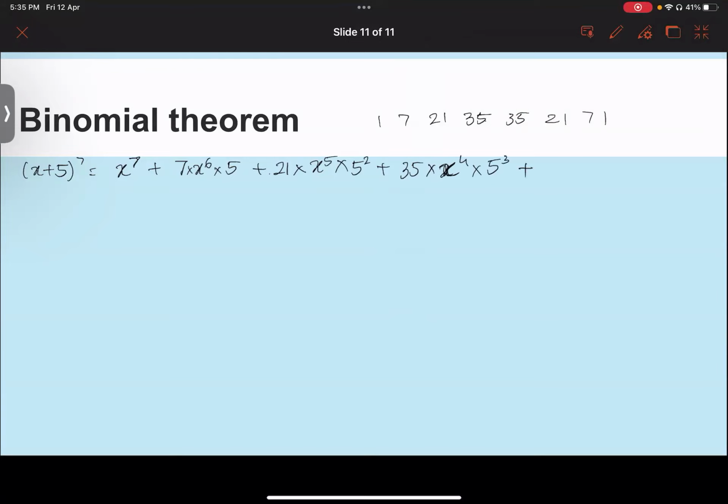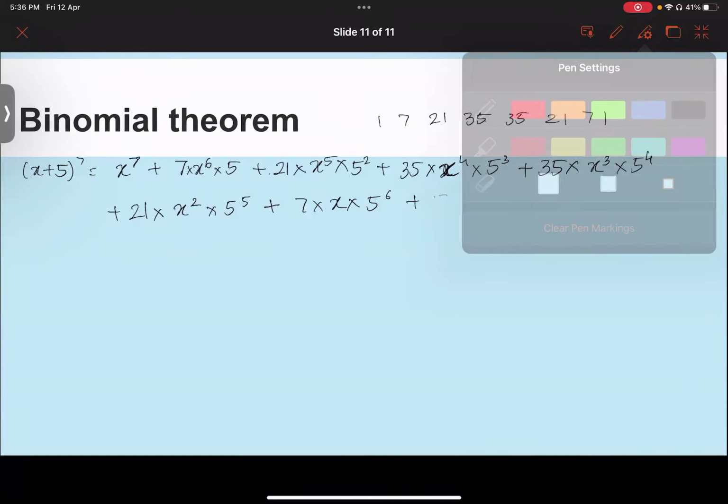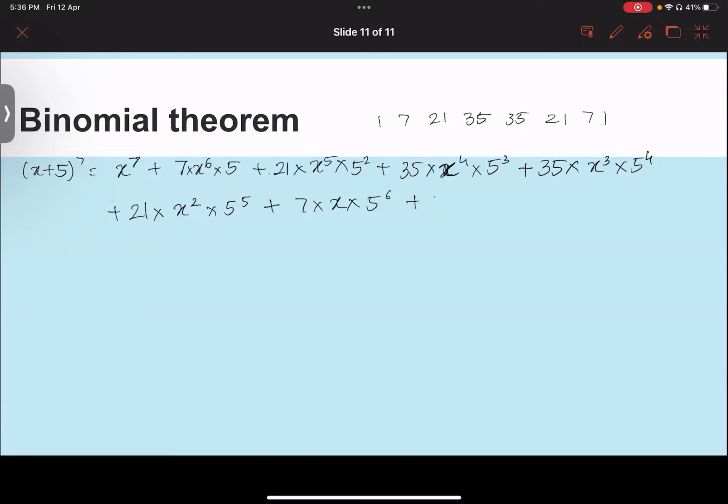Then plus the next term's coefficient, which is also 35. Now this becomes x cubed multiplied by 5 raised to 4, plus 21 into x squared multiplied by 5 raised to 5, plus the next one is 7 into x into 5 raised to 6. And then you have only 1 as your coefficient and there is no x. So the last one is 5 raised to 7.